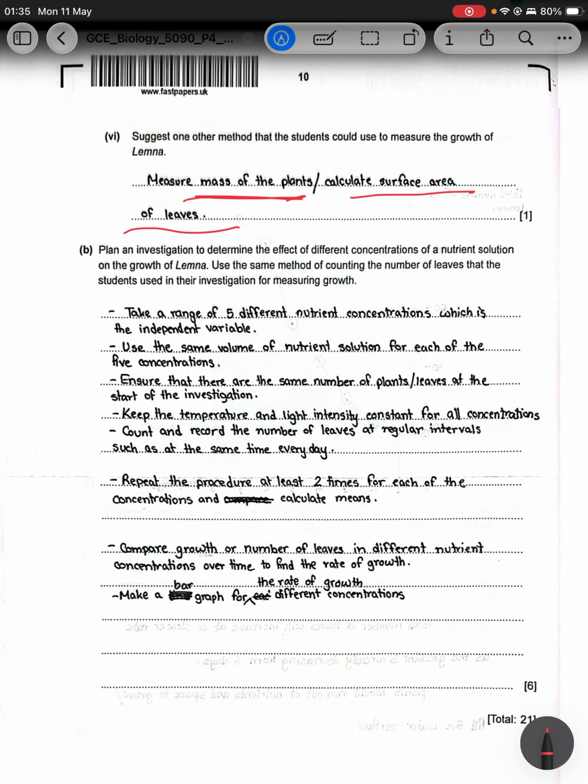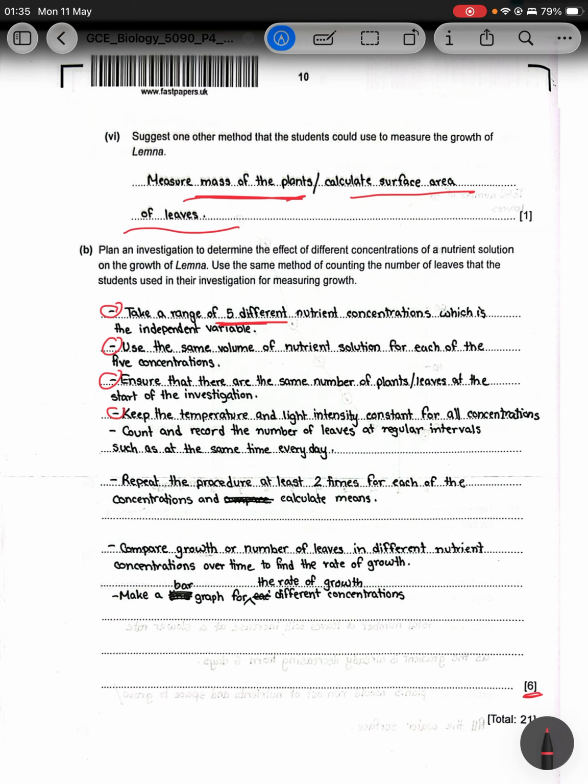So lastly, plan an investigation to determine the effect of different concentrations of a nutrient solution on the growth of Lemna. Use the same method of counting the number of leaves that the students used in their investigation for measuring growth. For each line here, I mentioned a couple of points, and for 6 marks you need to mention any 6 here. So firstly, take a range of 5 different nutrient concentrations, which is the independent variable. The mark scheme says that you need to have at least 3. So just to be safe, I wrote 5.